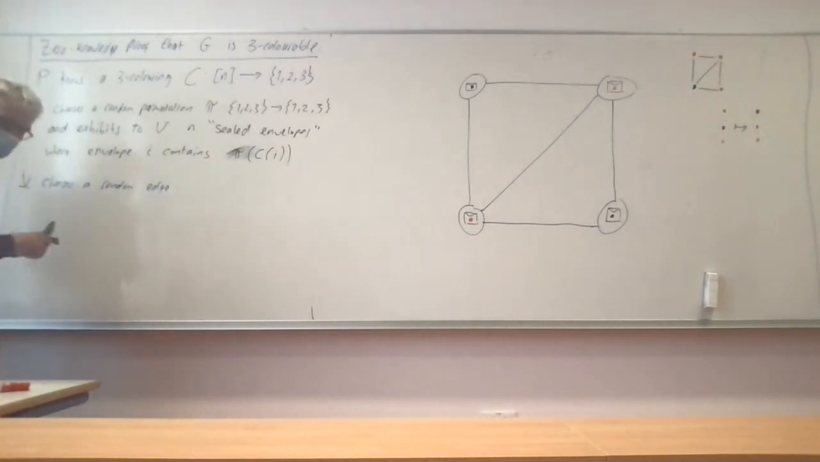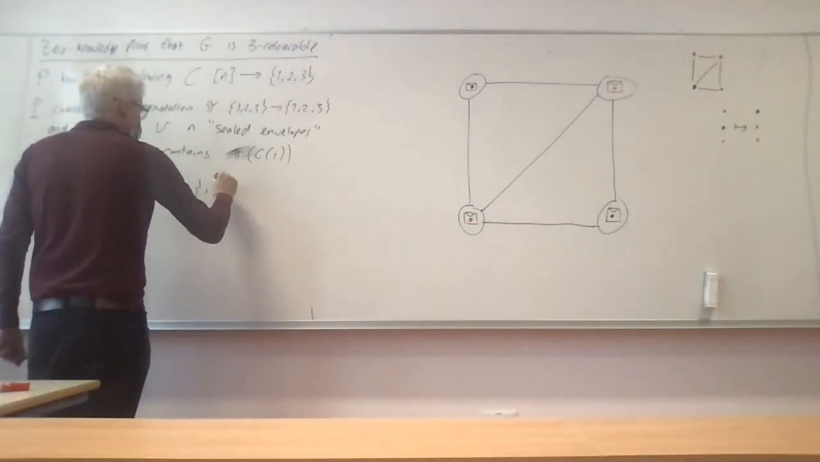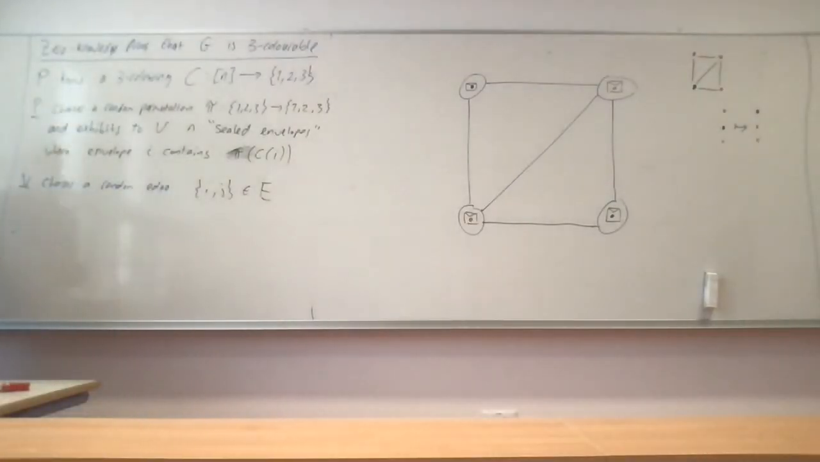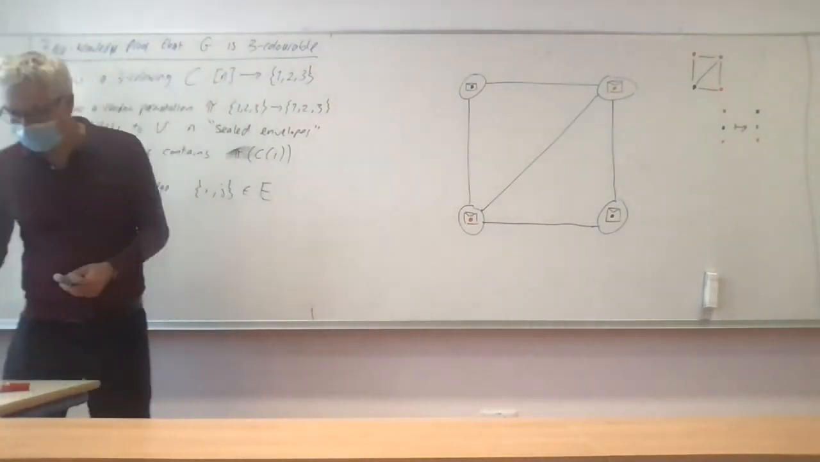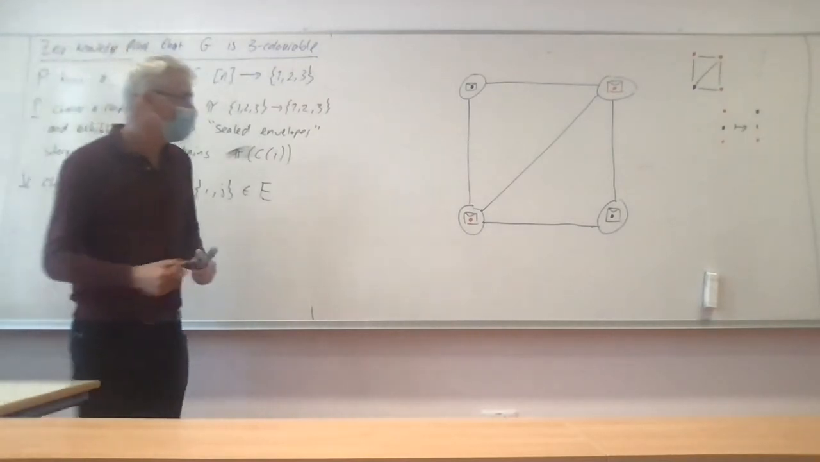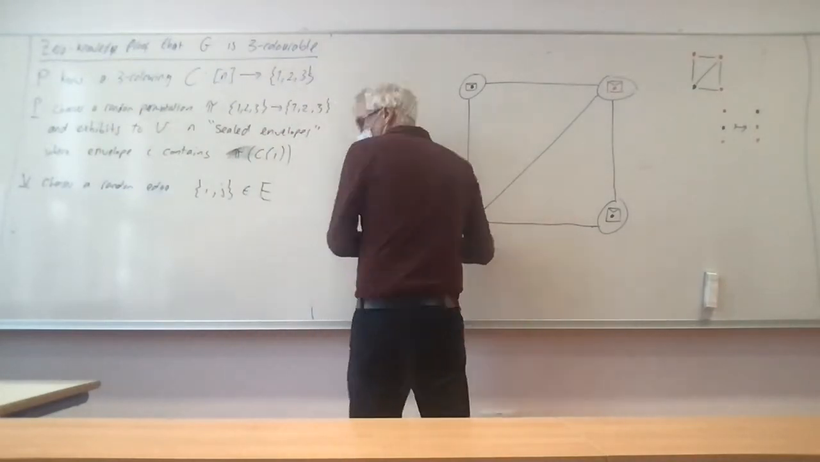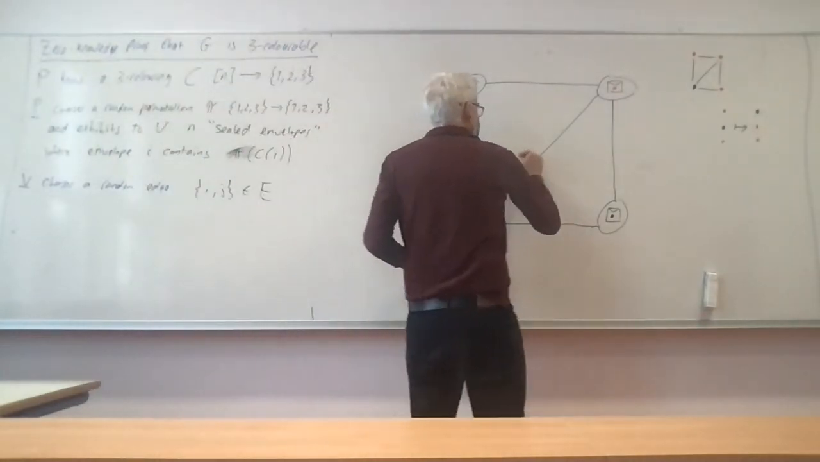This should be in black if I'm keeping the same coloring, but anyway, never mind. V chooses a random edge, with the uniform distribution over the edges. And then what P does, so suppose V chooses this edge. Some stars here.